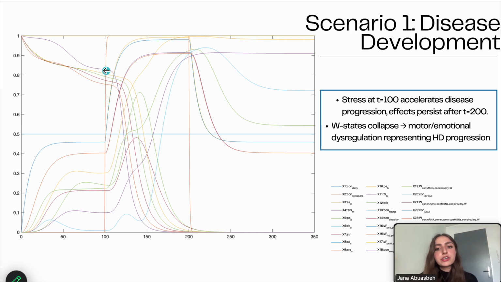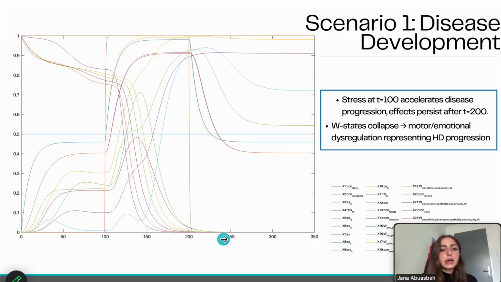So we see what I described earlier: DNA hypermethylation leading to lower BDNF expression, lower mRNA levels, protein synthesis, and neuronal health. And finally, this translates to the symptoms. So we see here in red and in green a spike in the activation levels of the prefrontal cortex and the striatum due to increased sensory input, but then they both drop down during this time frame and they stay low after these stressors are removed.